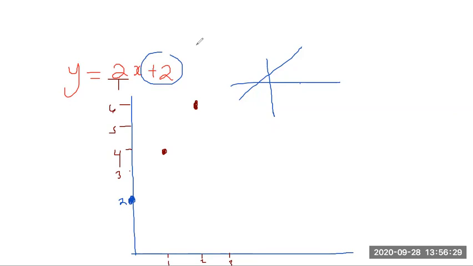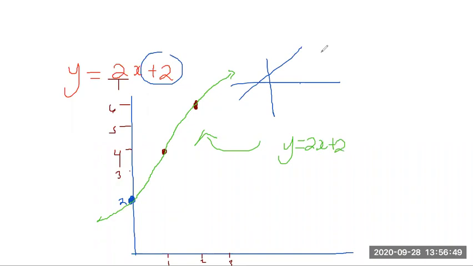At the end of all of it, I just put a line through. This is supposed to be a straight line, so you'd use your ruler to do this. And then I could say that this line is y equals 2x plus 2.